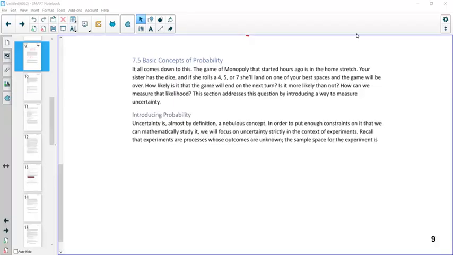Today we're going to look at section 7.5, basic concepts of probability. It all comes down to this.